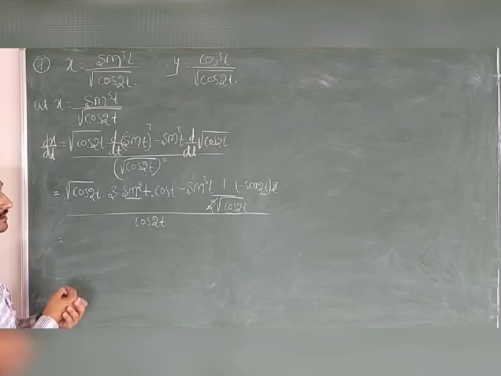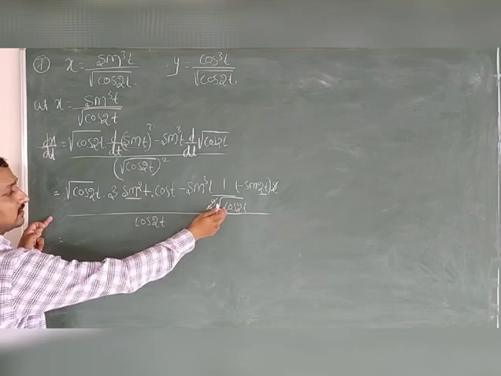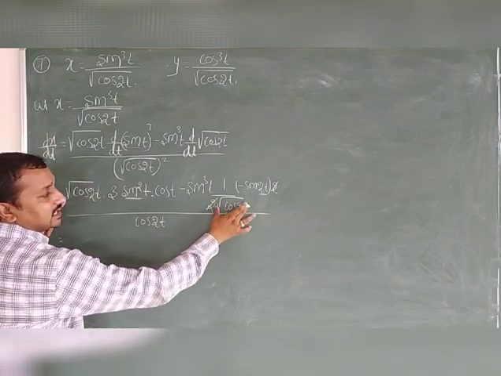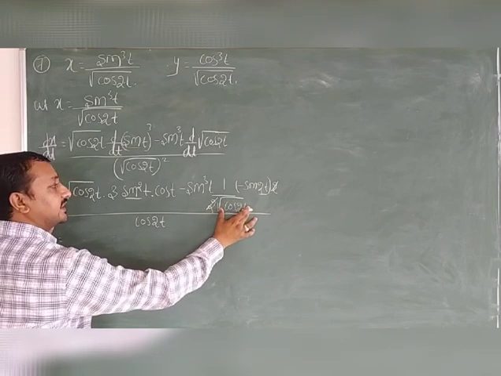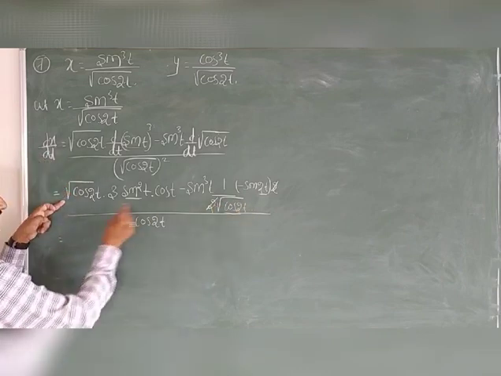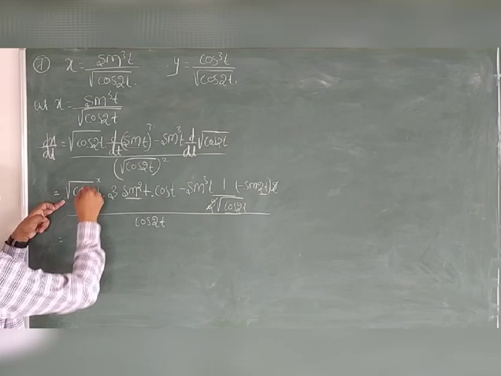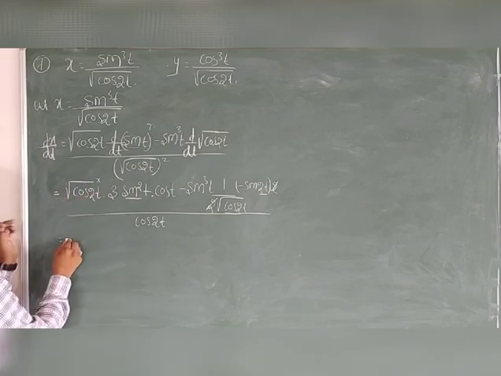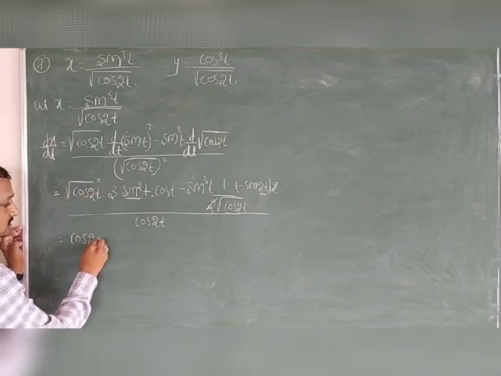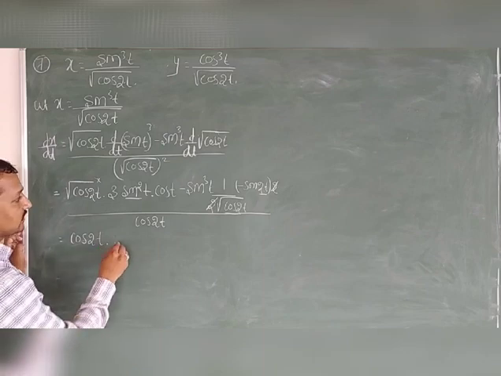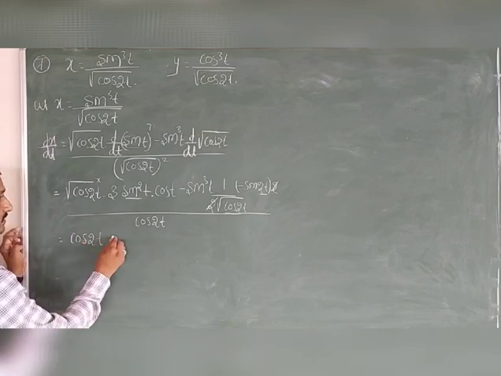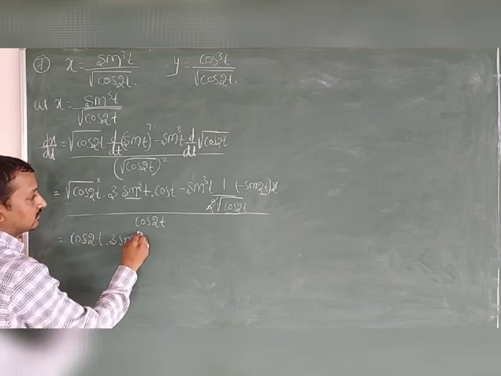2 and 2 get cancelled. The next term is multiplication. What is the LCM? Root of cos 2t is the LCM. Take the LCM. So here, the root term multiplies this term. Root into root, the remaining term is cos 2t and 3 sin square t.